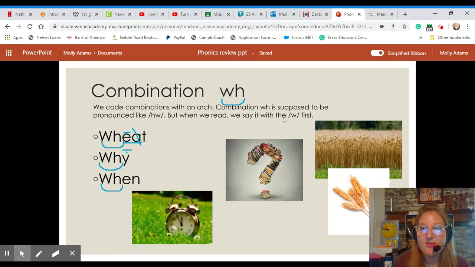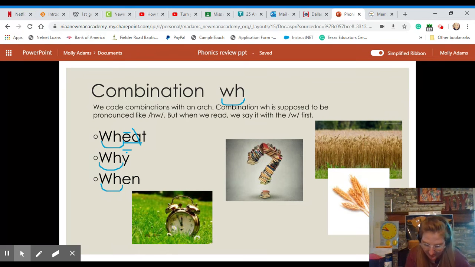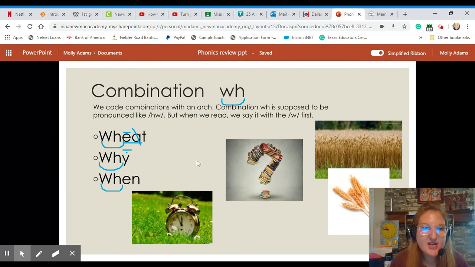We read it with the W first, like wheat. So the way we're supposed to say it helps us remember that the H goes with the W. But when you're reading, you don't have to pronounce it like hua, hua. You could just say wheat, or when. Okay, so let's look at these three words. I already have them coded for us.